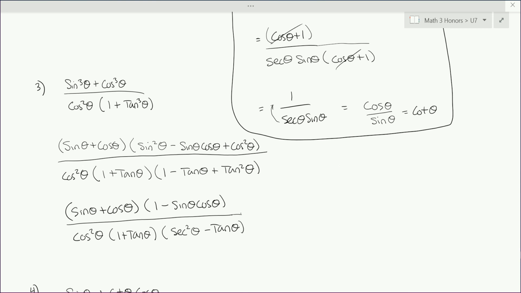Still doesn't look like we can do much here, right? But let's now change our tangent, our secant, and our tangent in terms of sine and cosine. So at this point, let's change everything in terms of sine and cosine and see if maybe something opens up for us.